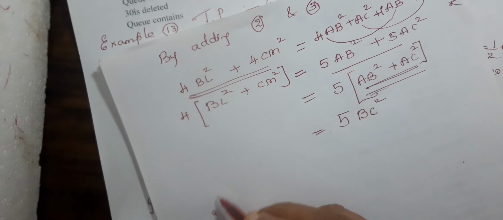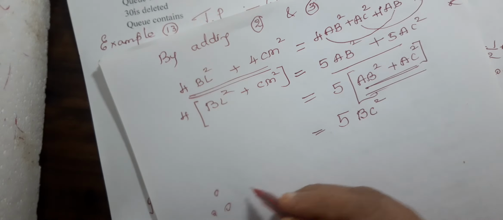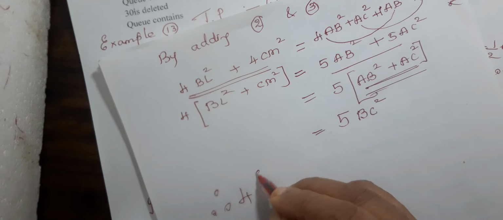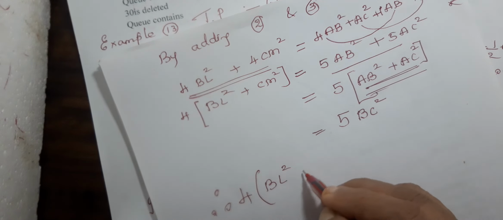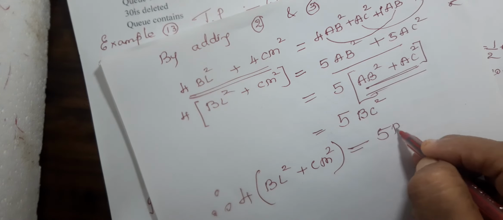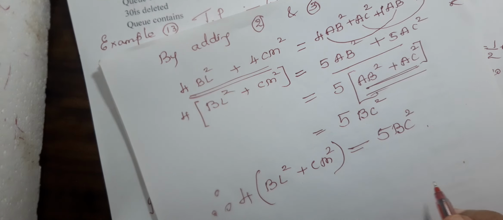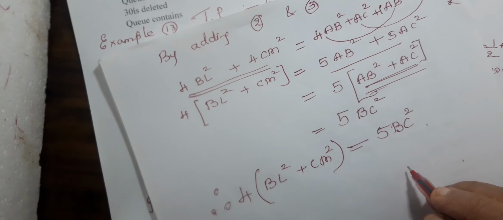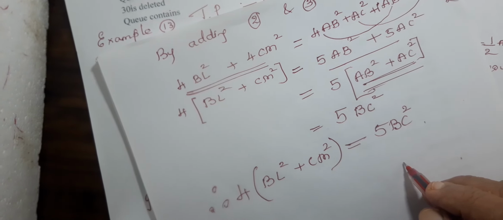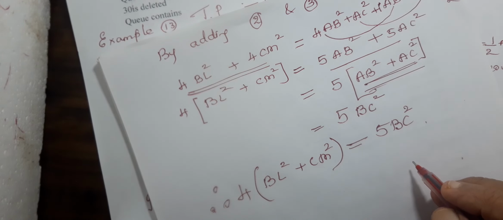So what happens finally? We have got what they have asked, what they wanted, we have got the answer. Therefore 4 bracket BL squared plus CM squared is equal to 5 BC squared. See, the problem is over. And in the textbook they have done it in another manner, that's all. It may not be tough, for some it may be easy also, can't say. It all depends upon students, children. They may find the textbook method easy also.